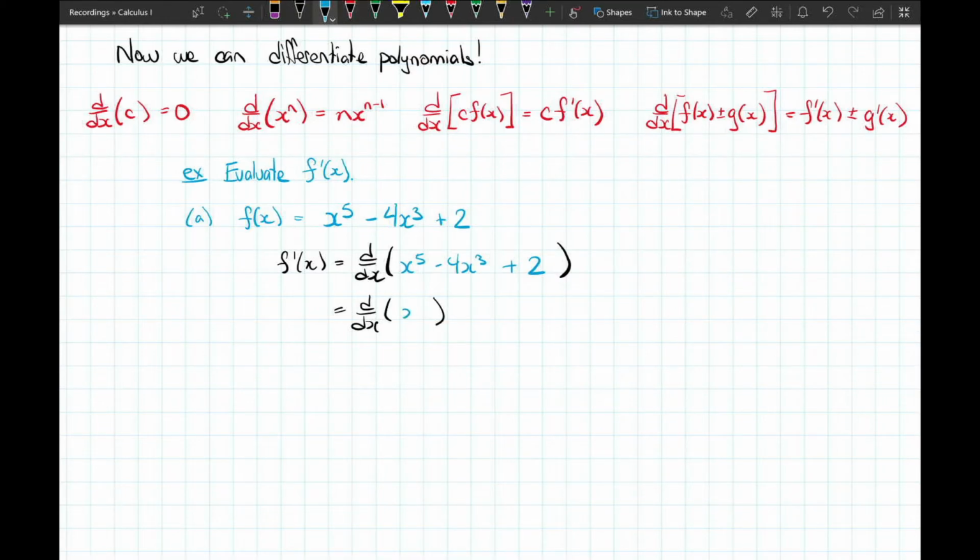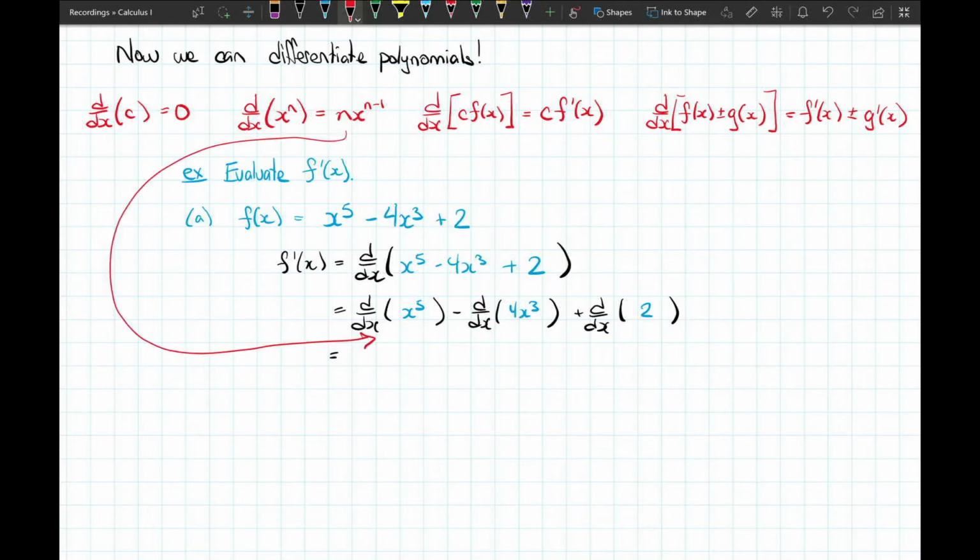We're going to differentiate x to the 5. We're going to differentiate 4x cubed and subtract that from the derivative of x to the 5. And then we'll take the derivative of 2 and add that on. So that is using our sum and difference rules. Now, the first differentiation operation is taking the derivative of x to the 5. We can use the power rule. The derivative of x to the 5, since n is 5, is just going to be 5 times x to the power 4. You can think of the power rule as simply taking the exponent, dropping it in front, and reducing the power by 1.